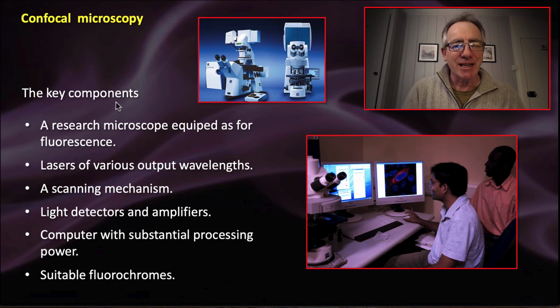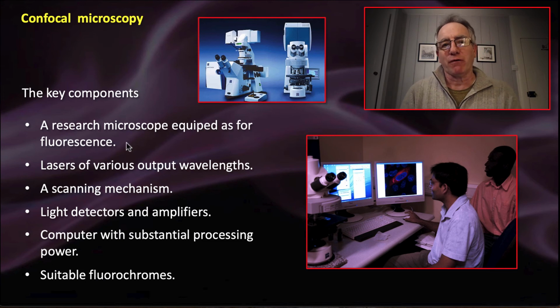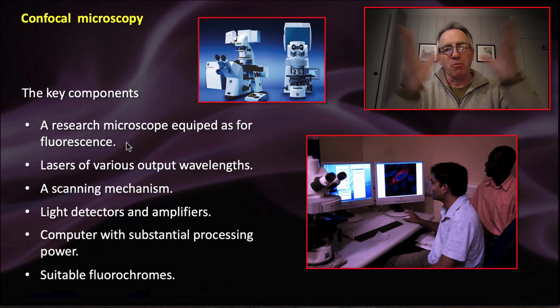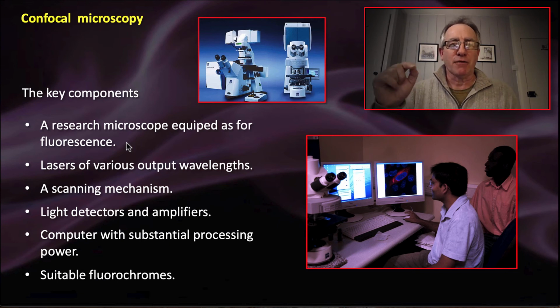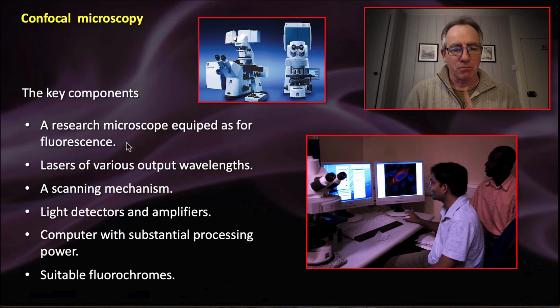The key things that a confocal microscope needs: well, it needs to be a research microscope equipped for fluorescence. That's a fancy way of saying it needs to be a fluorescence microscope. Not, by the way, a fluorescent microscope, as a lot of people write when they're writing essays in this module. A fluorescent microscope would be one that was glowing. It's a fluorescence microscope. Try to remember that when you're writing practical and essay coursework.